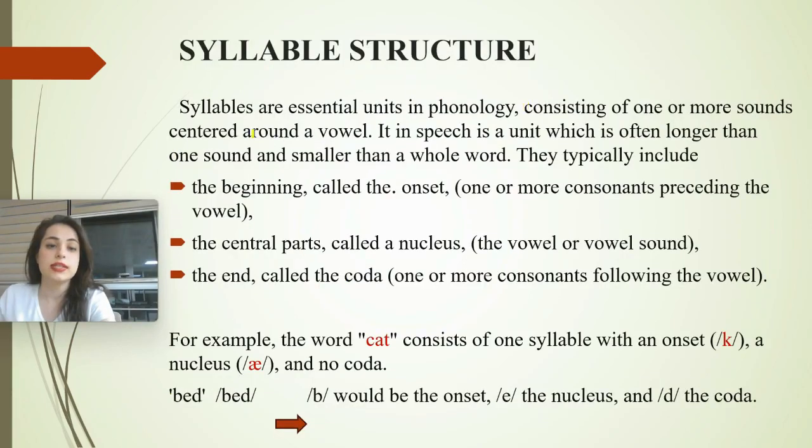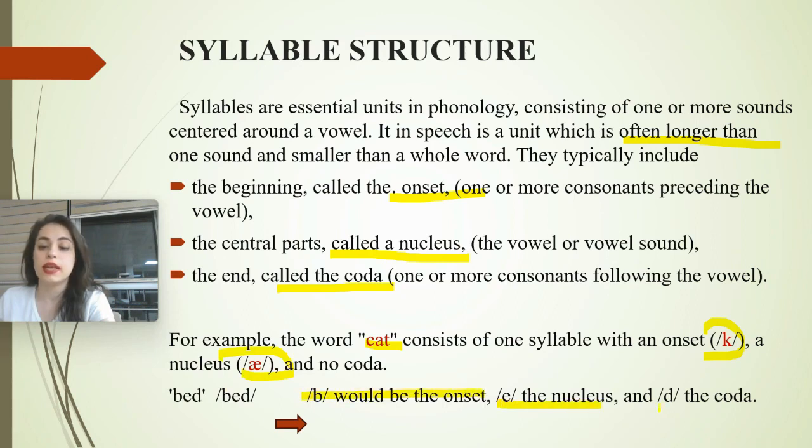Syllable structure. Syllables are essential units of phonology consisting of one or more sounds centered around a vowel. They are longer than one sound and smaller than a whole word. They typically include the beginning called onset, the central part called nucleus, and the end called coda. For example, cat: onset is K and nucleus A, no coda. Bat: B is onset, A nucleus, and T coda.